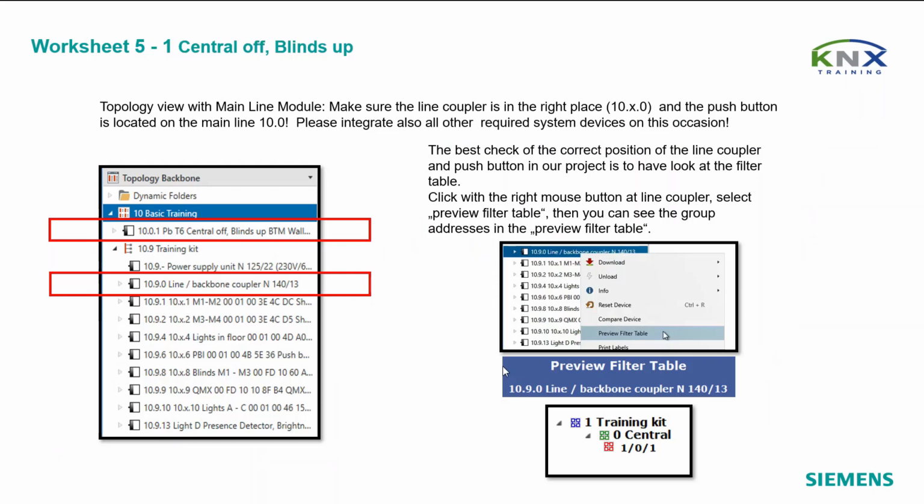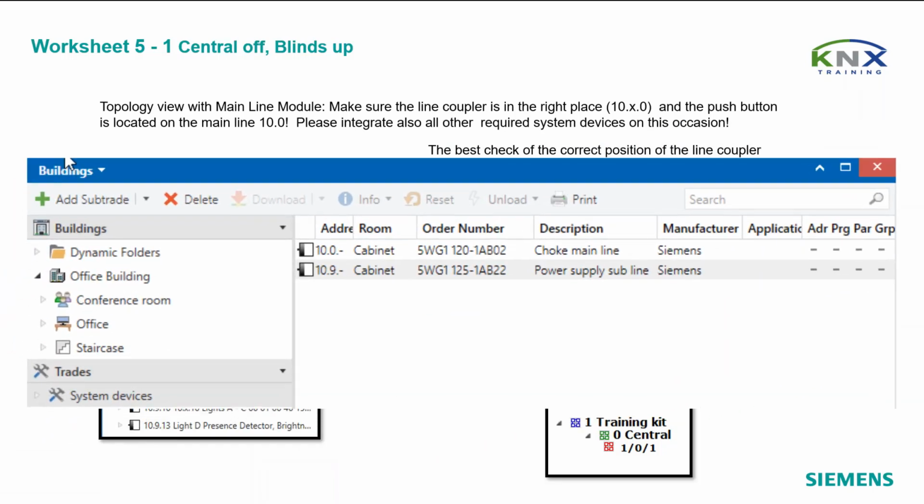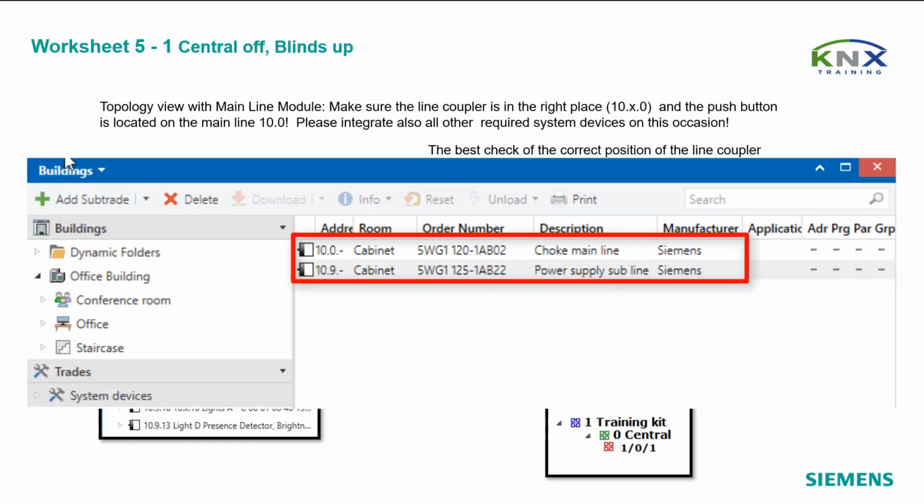Topology view with mainline module. Make sure the line coupler is in the right place, 10.x.0, and the push button is located on the main line 10.0. Please integrate also all other required system devices on this occasion, like chokes and power supply units.